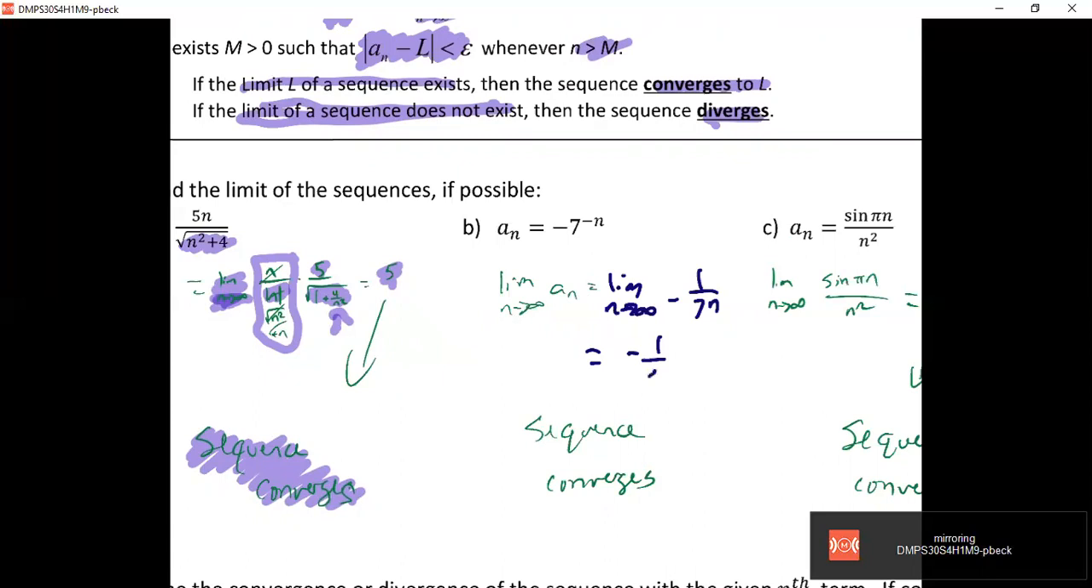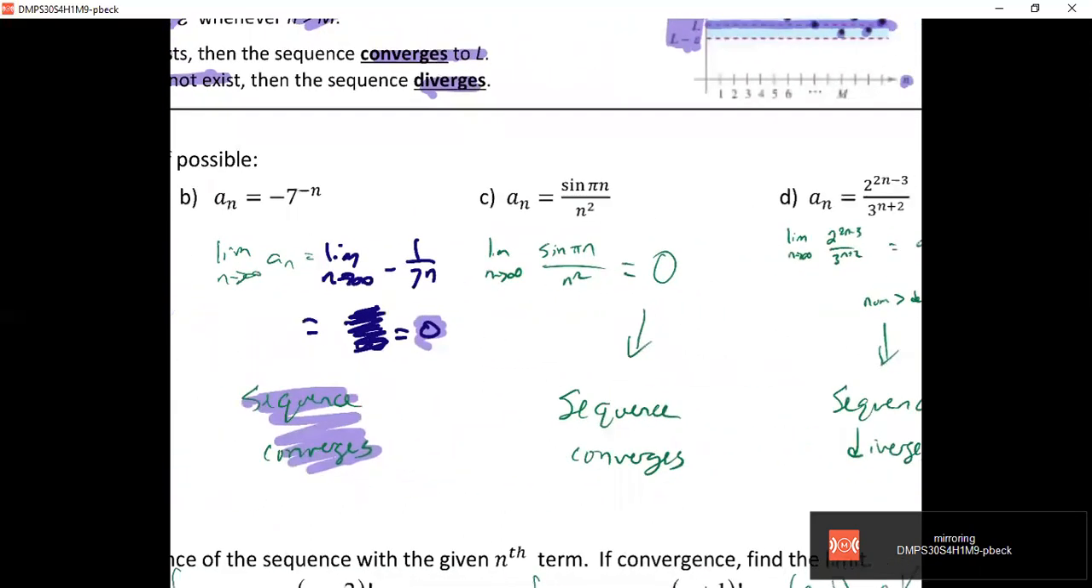Now, please don't ever write 1 over infinity. I think it's a great mentality to have, but don't ever write it because bad things are actually going to happen. So I'm going to just say that it's overall 0 because the denominator gets significantly bigger than the numerator, especially since the numerator is constant. Therefore, since we have an overall limit, our sequence converges.